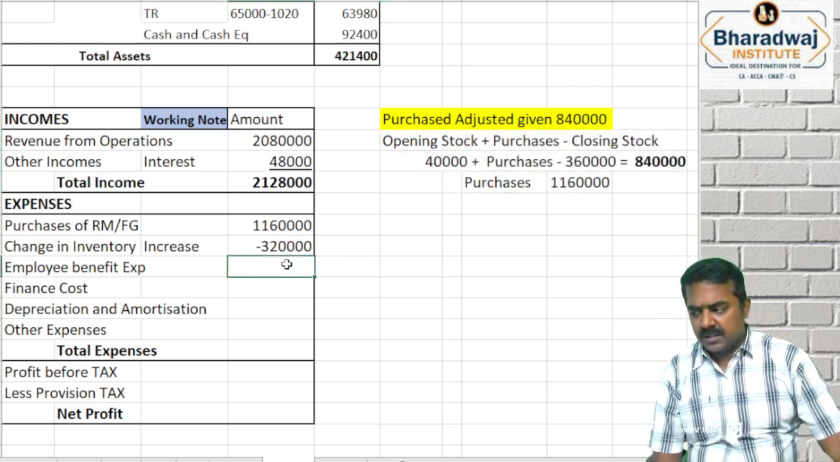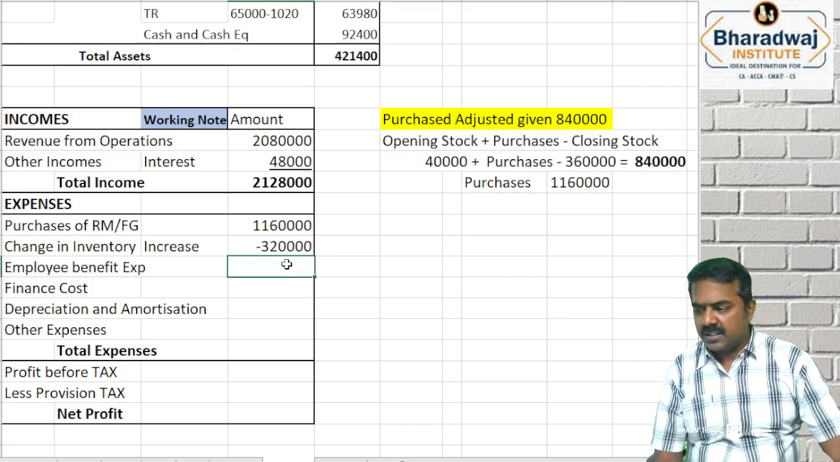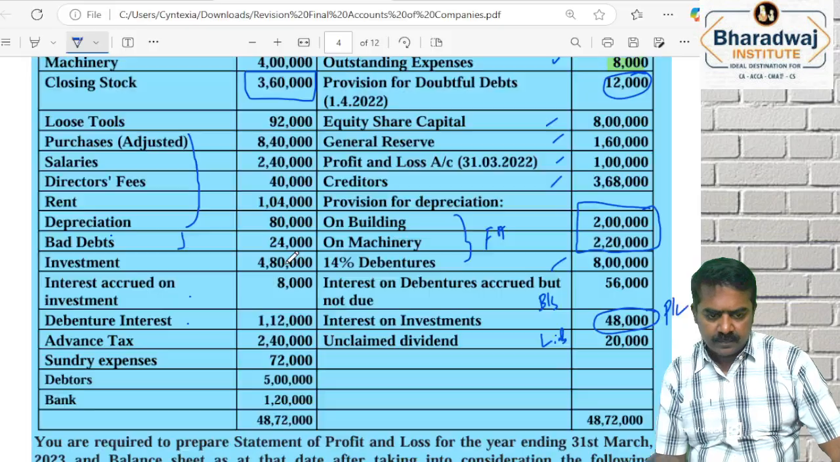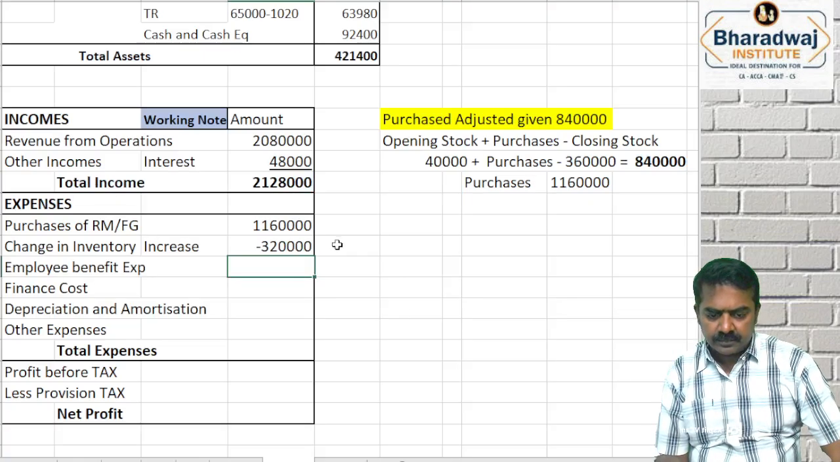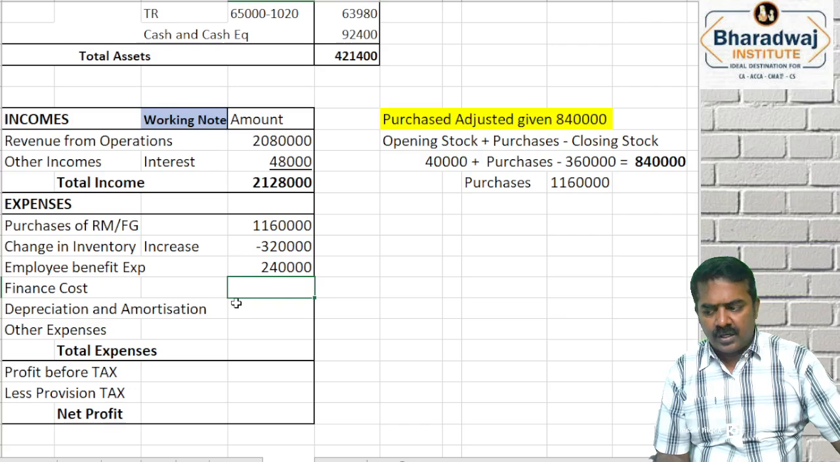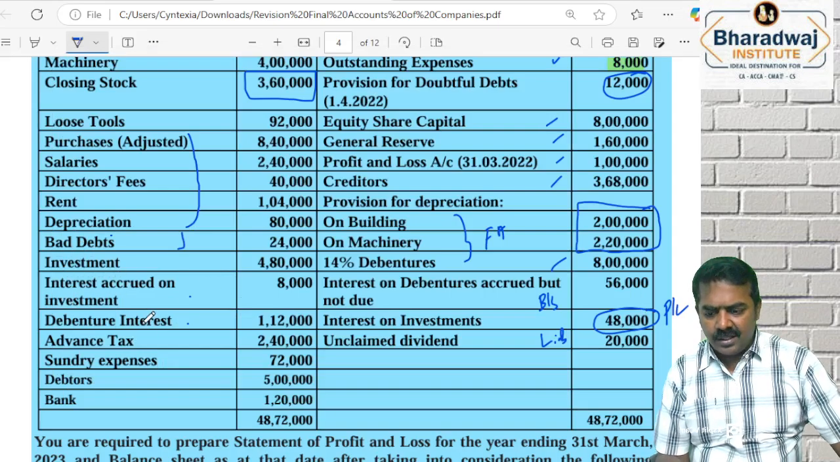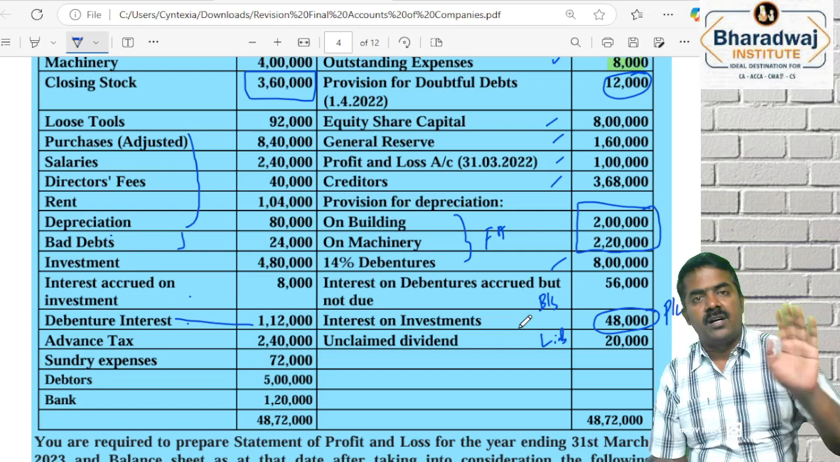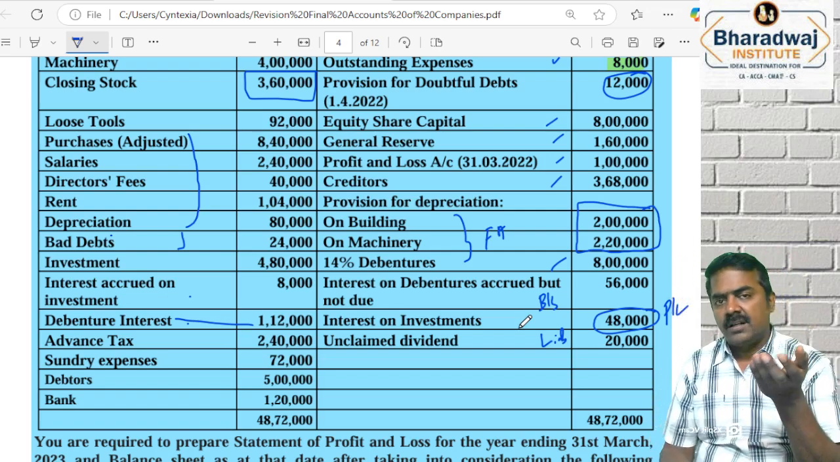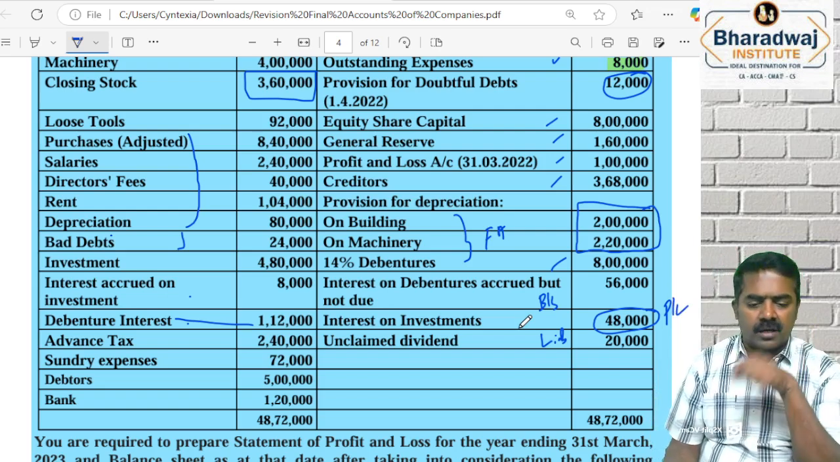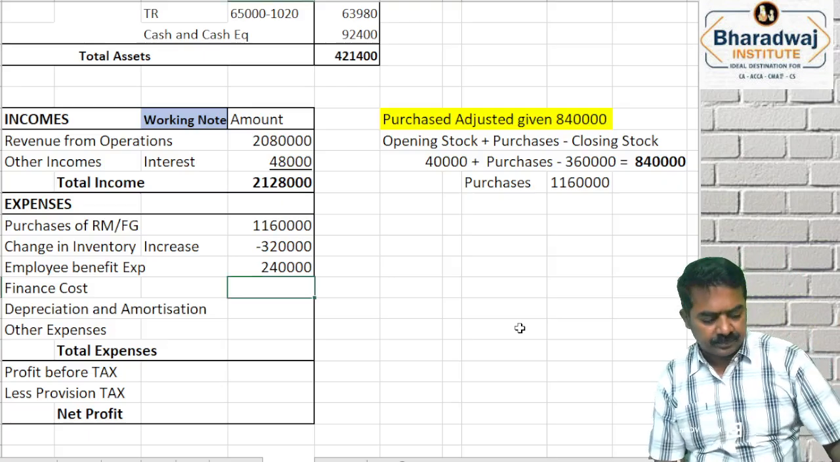Employee benefit expenses. What will come in employee benefit expenses? The salary. Finance cost is nothing but interest, the debenture interest. Don't add any accrued interest. Accrued interest is not given in the adjustment. It is already given in the trial balance, which has been adjusted. Interest paid plus accrued interest, they have already adjusted.